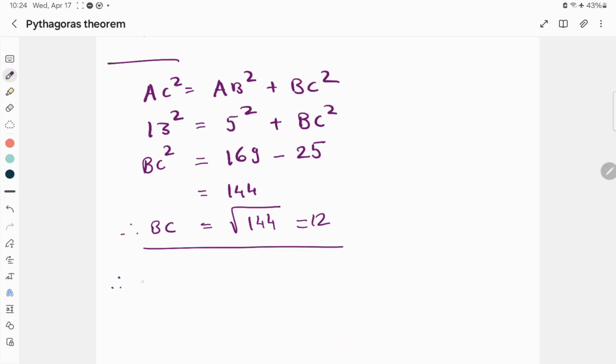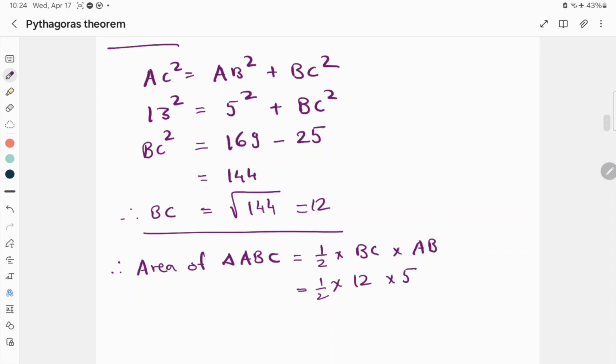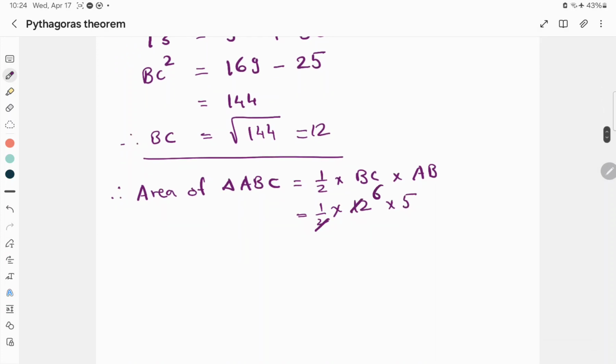So coming back to the original problem, area of triangle ABC is equal to half into base, which is BC here, into height, which is AB. So which is half times 12 times 5. This is 6 times 5, so this is 30 square units.